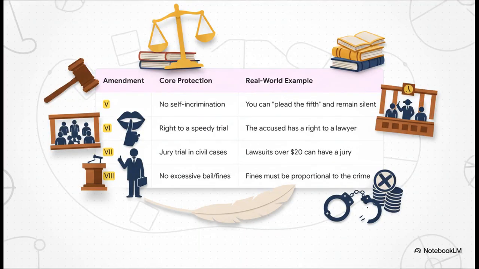The Fifth Amendment gives you the right to remain silent, to plead the Fifth. The Sixth guarantees you a speedy and public trial with a fair jury, plus the right to a lawyer. The Seventh extends that right to a jury trial to many civil cases, not just criminal ones. And finally, the Eighth Amendment bans excessive bail amounts and any cruel or unusual punishments. This whole set is the bedrock of our justice system.